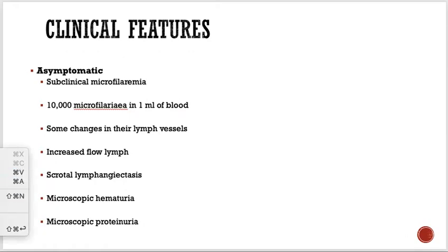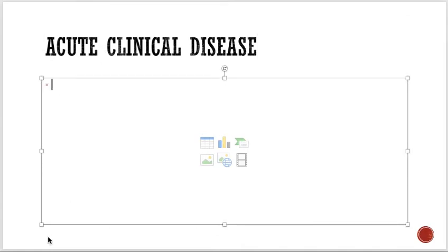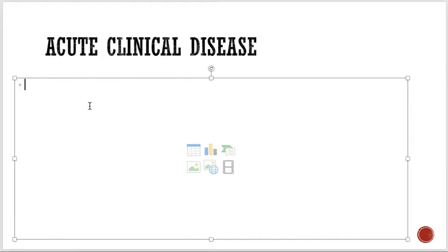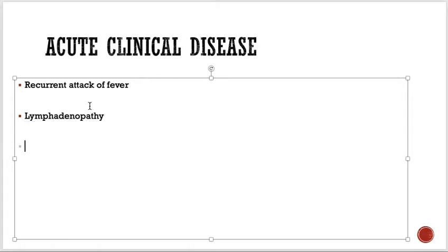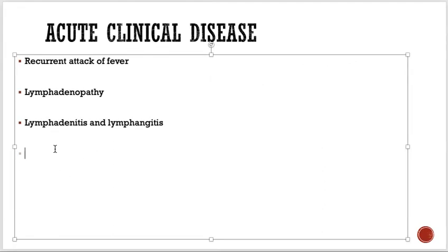And then there is a condition called acute clinical disease. The acute manifestation of lymphatic filariasis is characterized by recurrent attacks of fever and lymphadenopathy, where the lymph nodes get enlarged or inflamed. We call it lymphadenitis or lymphangitis. So they have recurrent attacks of fever, lymphadenitis and lymphangitis. So this is about acute clinical disease. These patients present with lymphadenopathy, recurrent fever, lymphadenitis, lymphangitis, all these things.